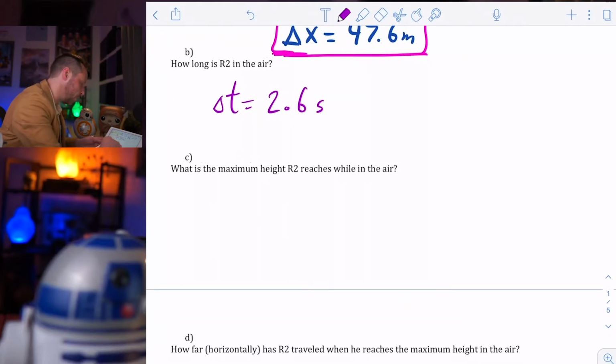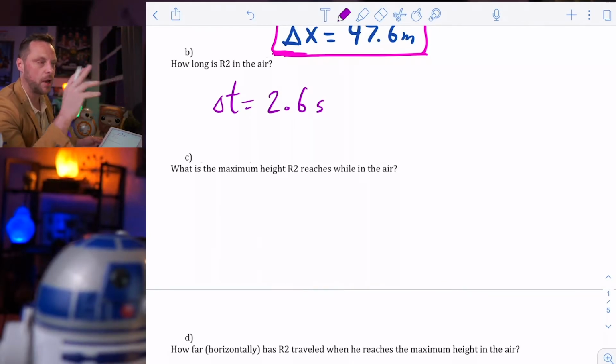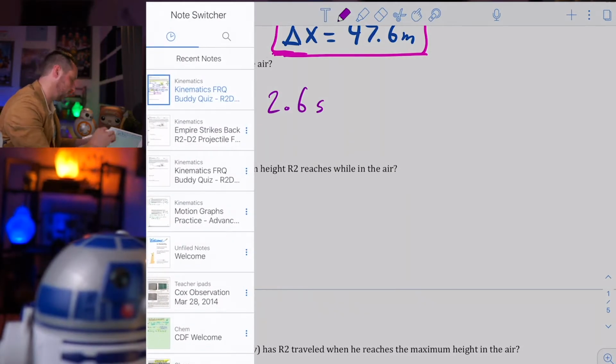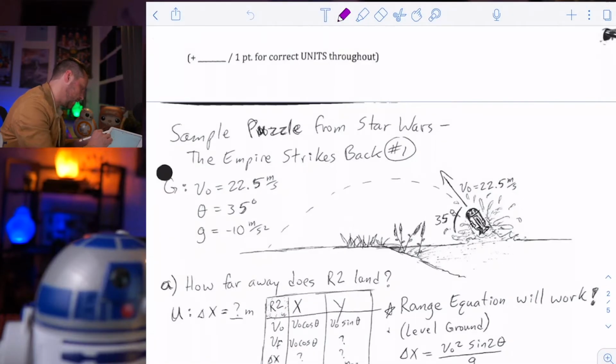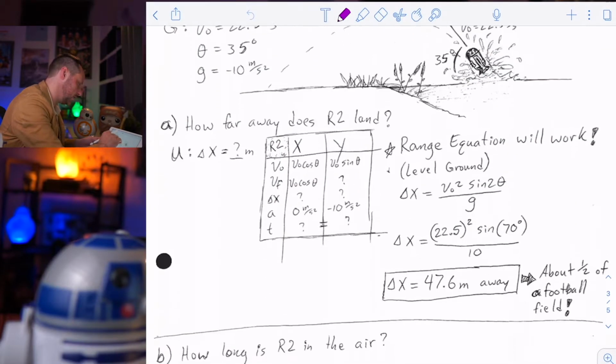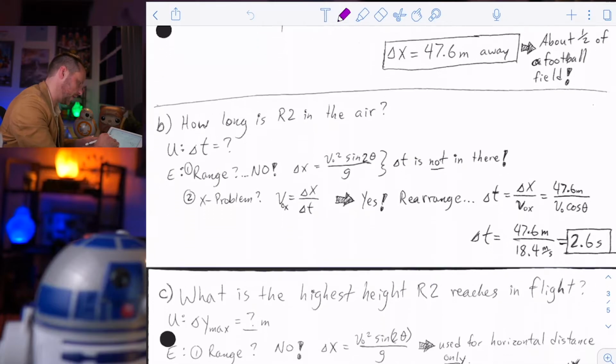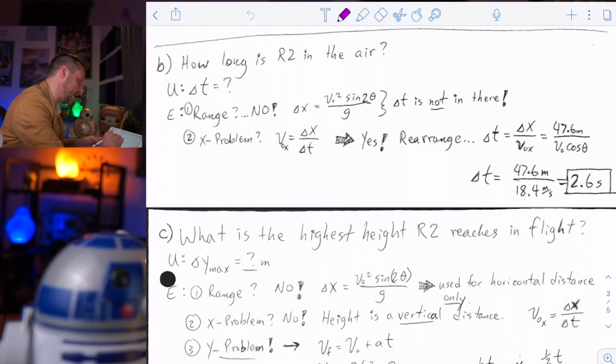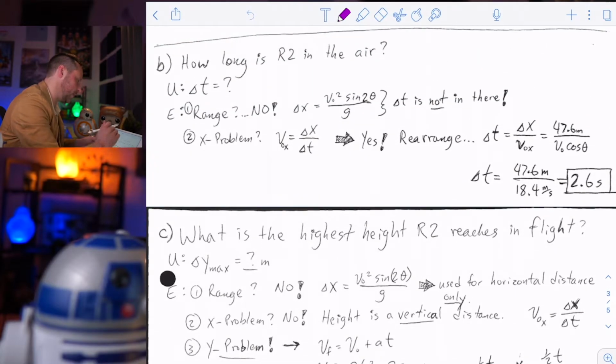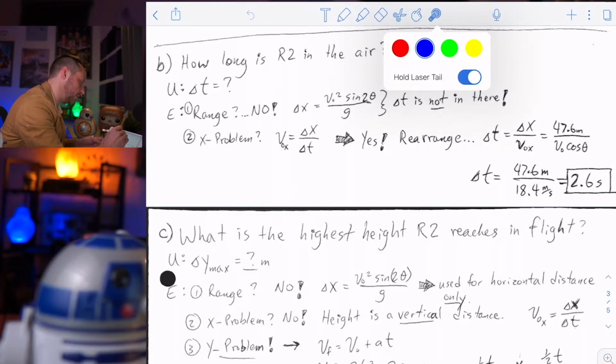Okay, now what is the maximum height R2 reaches while in the air? To save us some time, I've already written things out. So let me go over to my solution. Here's my solution. This is my handwritten work on it. And there we go. That's walking through the last puzzle. I'm going to switch to a laser pointer here. So how long is R2D2 in the air?